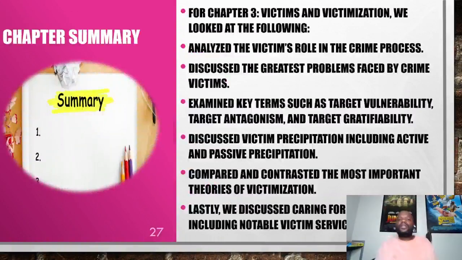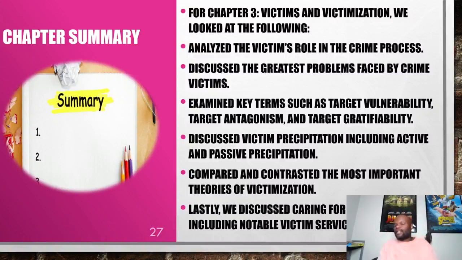So, as we come to a close, Chapter 3 focused on victims and victimization. And these are all the key topics that we looked at. Remember, in terms of the target vulnerability, how someone is a vulnerable target, how someone can be antagonized, or what antagonism is, as well as gratifiability. Remember the pictures that I included in the lecture to help you remember what those are. If you hear it, think about the theories associated with victim precipitation, how someone is active and how someone is passive. Active, flaunting, passive, they're just there. They're just having a good time, but yet they still became a victim.